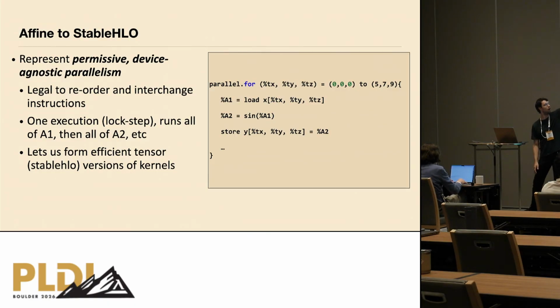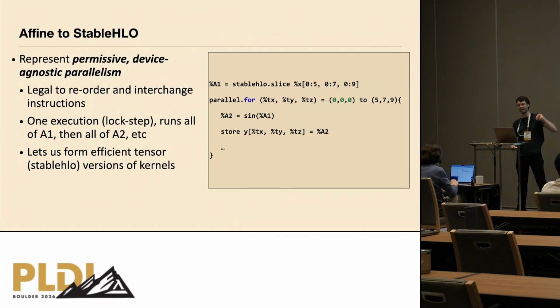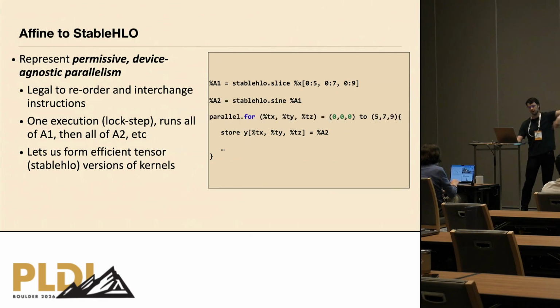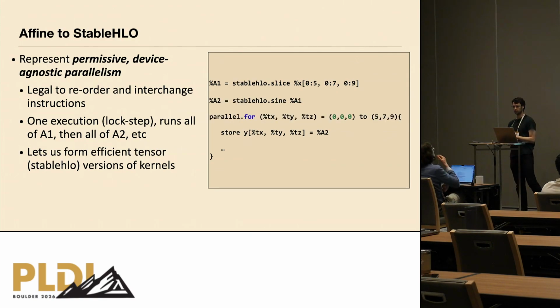So we could say run all of the load instructions across all iterations before we run any of the sine instructions across all iterations. It turns out that style of lockstep execution is so useful, we're going to go ahead and do it. So we're going to actually execute all of the loads across all of the iterations of the parallel for loop, and we're going to form that into a tensorized version of the slice. We go ahead now and we run all the iterations form of the sine instruction. We have now a tensorized version of the sine.